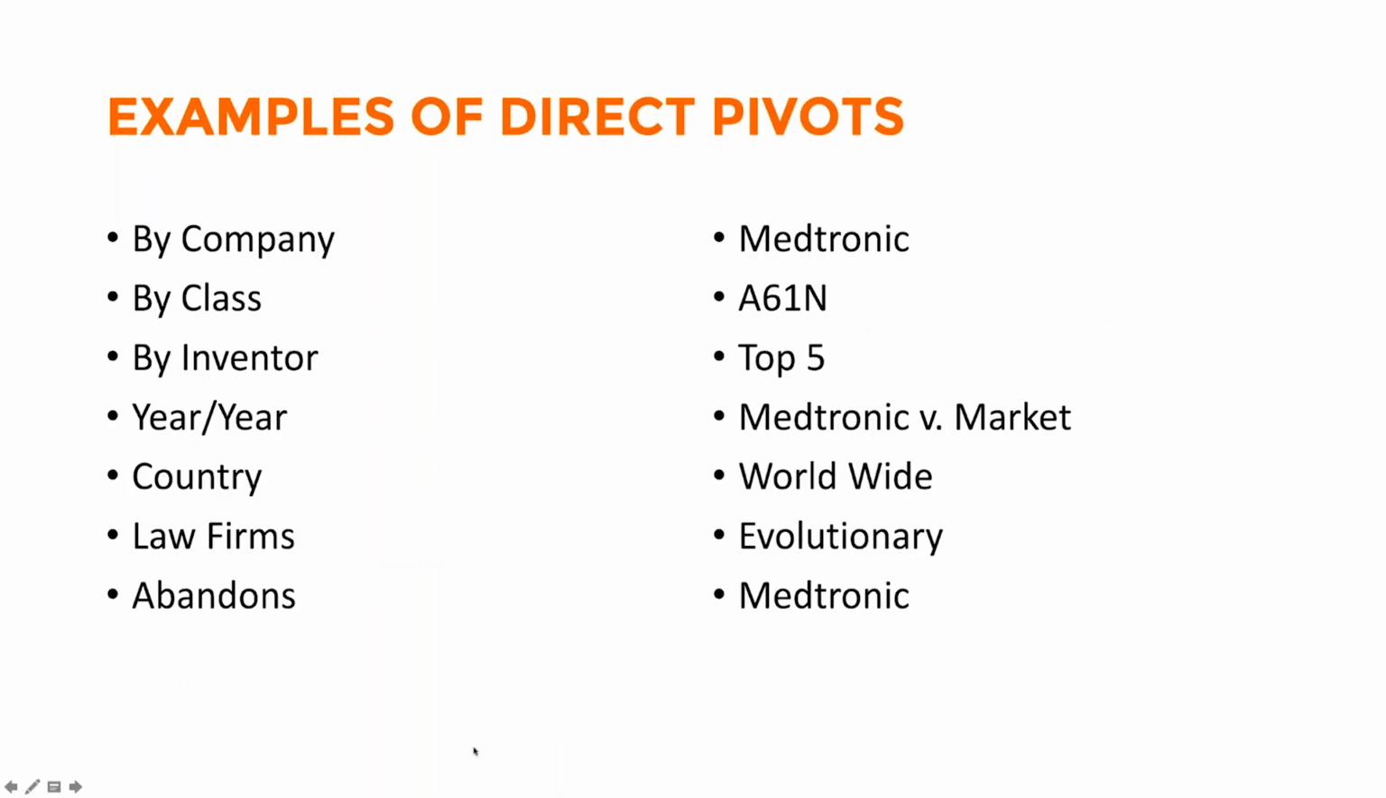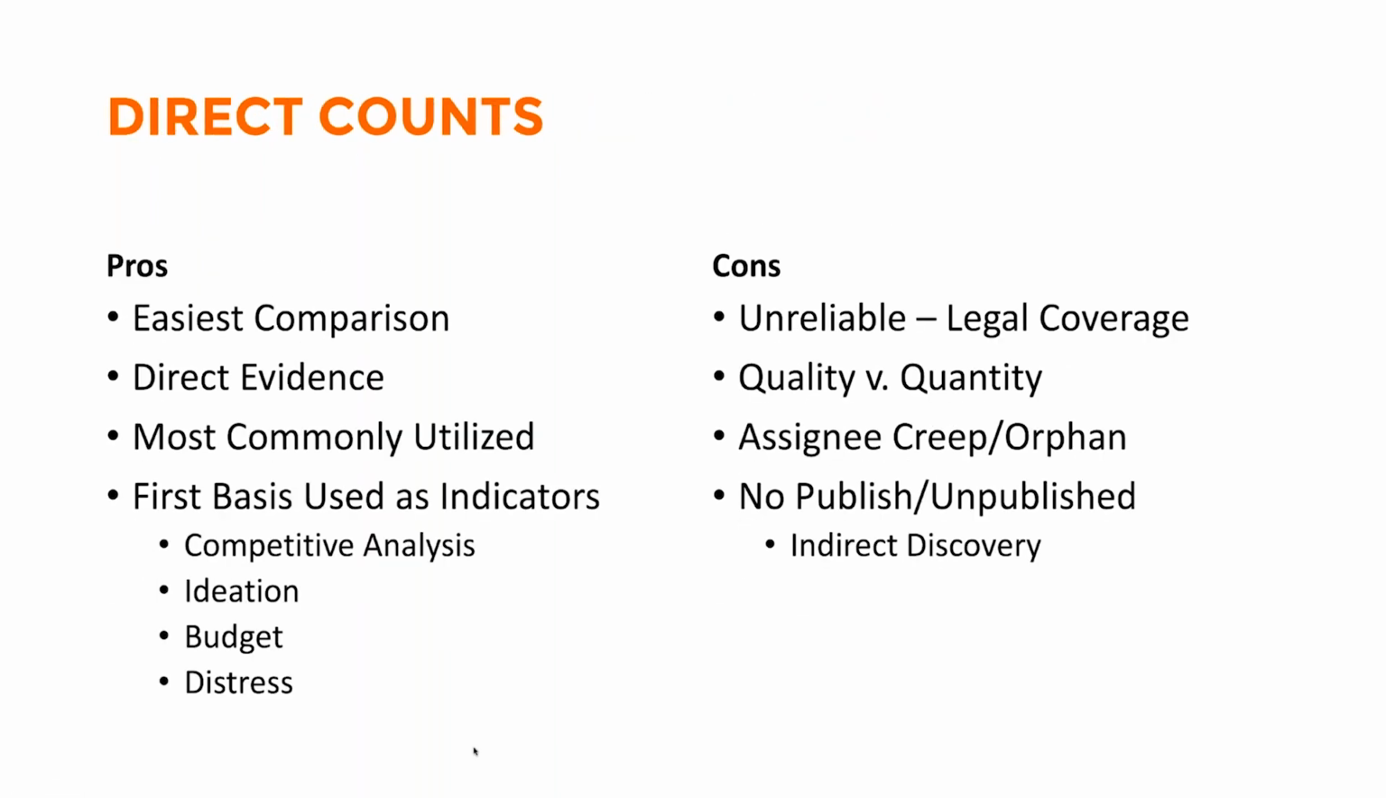So let's move on and talk about pros and cons here. Direct counts are, again, I said, direct evidence. It's the easiest thing to do, most commonly done. I tend to use it as a starting point. I use it as a first basis to look at what competitors are doing. Looking at ideation, if somebody is suddenly diverging from their standard classes of portfolios. I use it as an indicator of whether they are changing how they're budgeting.